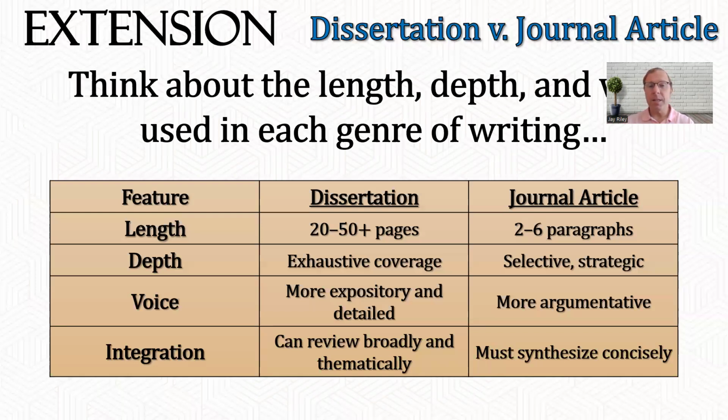The first obvious one is the length. Okay, you're going to be writing a literature review for your dissertation that could be anywhere from 20 to 50 pages or more, whereas your journal article is just going to be a few short paragraphs.